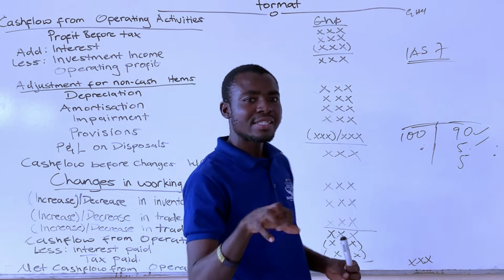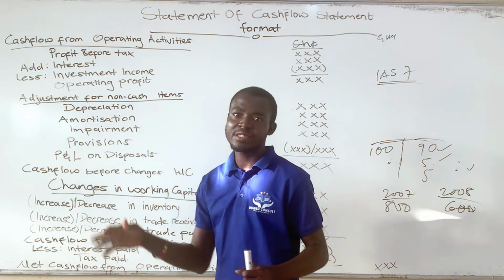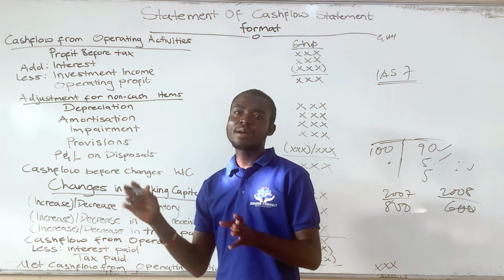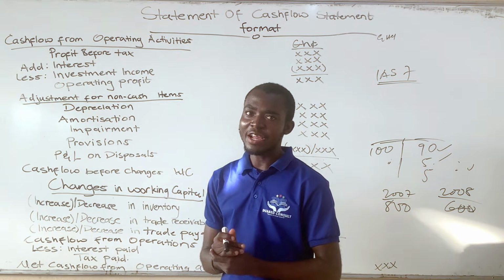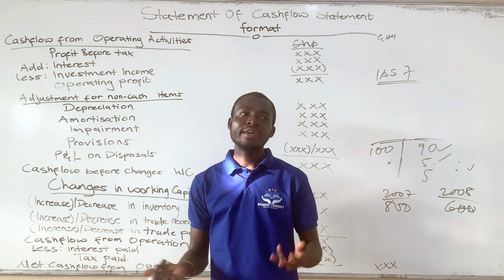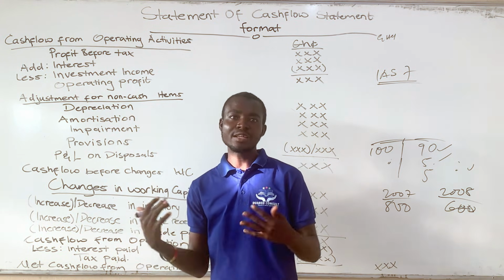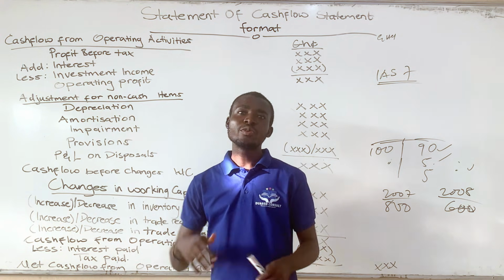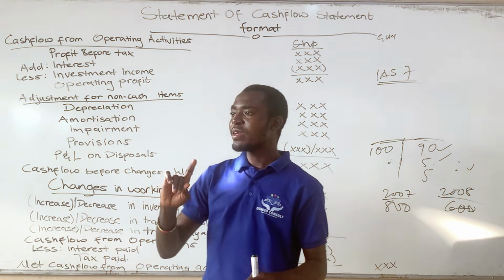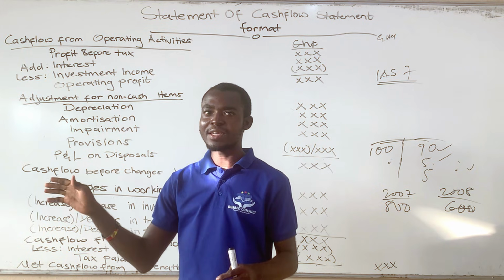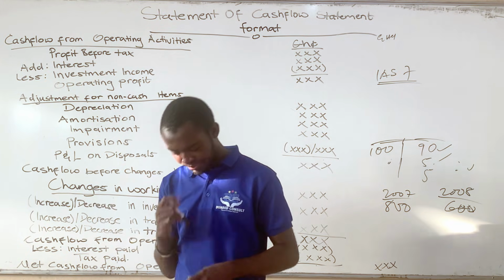And then whenever there is a reduction in current assets, you will add. And when it comes to current liabilities, whenever there's an increment in current liabilities, we will add, and whenever there's a reduction in current liabilities, we will less. So increment in current liabilities is opposite to a reduction in the current assets, and vice versa.